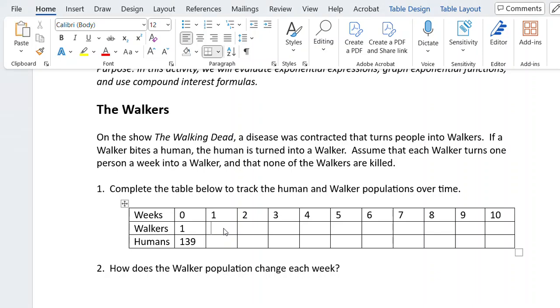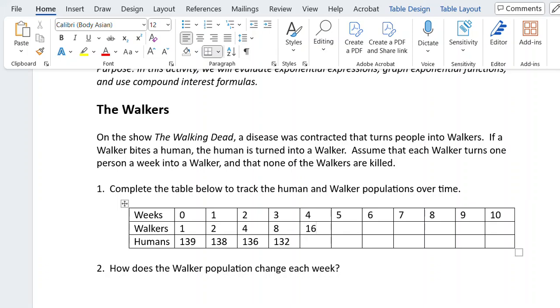In week 1, that walker is going to bite a human and turn them into a walker. So now I have 2 walkers and I have 1 fewer human, so 138. In week 2, each of those 2 walkers is going to bite another human. So I'm going to have 4 walkers and 136 humans. In week 3, I'm going to have 8 walkers and 132 humans. Notice that the total number of walkers plus humans is always going to be 140.